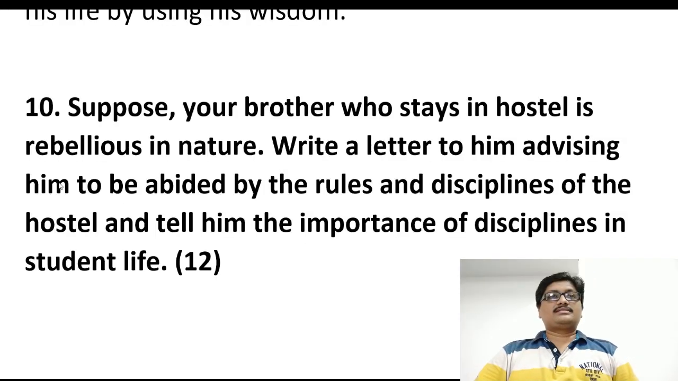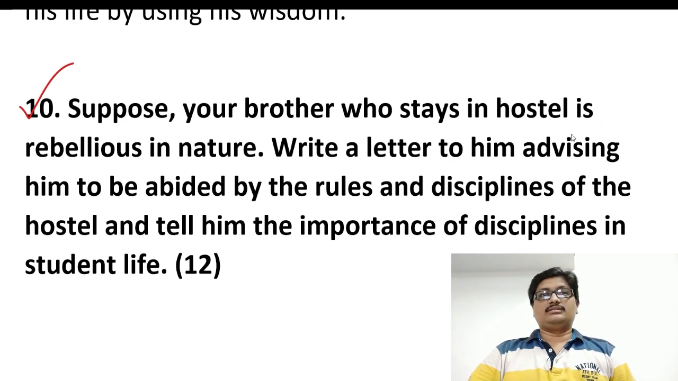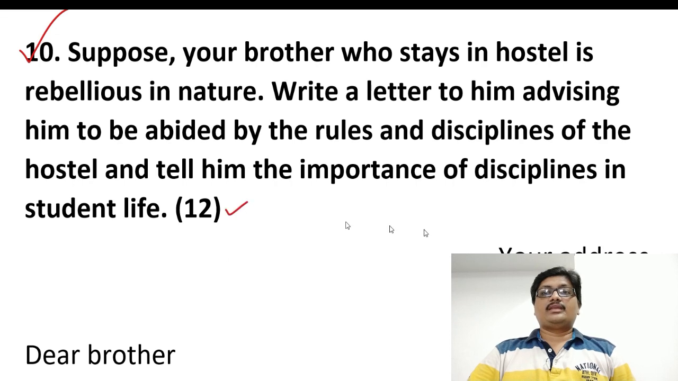Understood? Now students, come to question number 10. Suppose your brother who stays in a hostel is rebellious in nature. Write a letter to him advising him to abide by the rules and discipline of the hostel, and tell him the importance of discipline in students' life. Okay, so 12 marks for this writing.